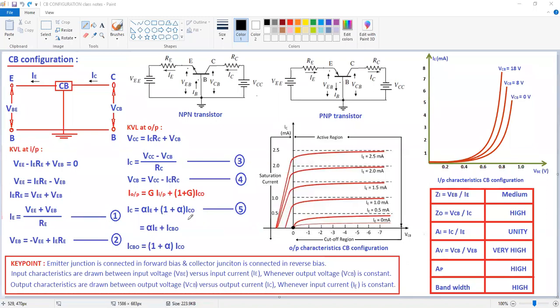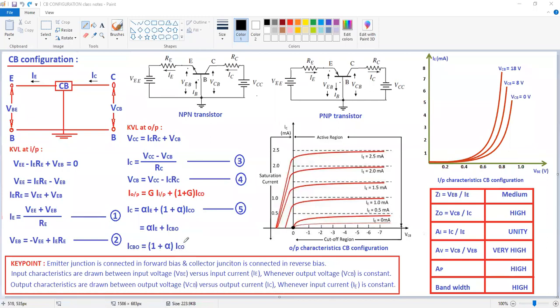Instead of writing 1 plus alpha into IC naught, I am representing this total as ICBO. Here ICBO represents the reverse saturation current. The CB indicates the common base configuration, so ICBO means the reverse saturation current in the case of common base configuration. ICBO is nothing but 1 plus alpha into IC naught.